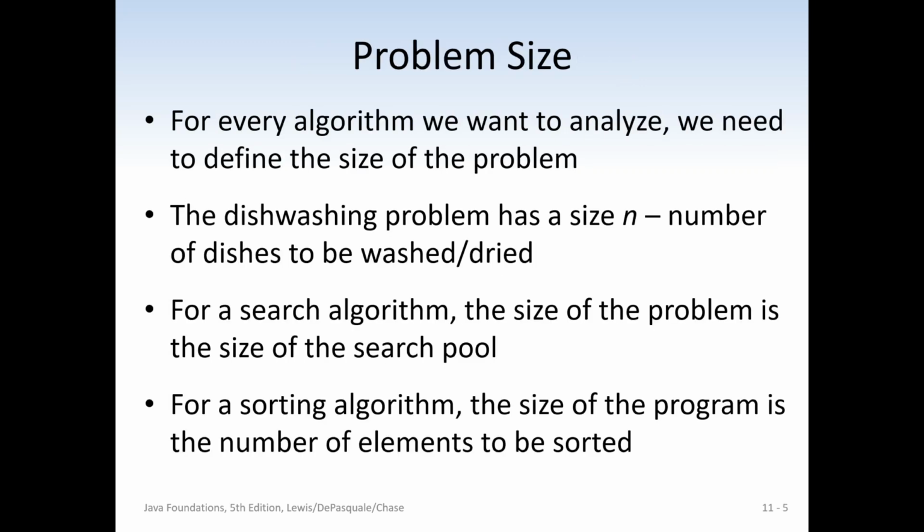All right, so for every algorithm that we want to analyze, we have to define the size of the problem. In our dishwashing problem, the size n was the number of dishes to be washed and dried. If you're doing a search problem, the size of the problem is the size of the search pool. So if you think about this, let's say you've got an array of n elements, and it's unsorted. It's easier to do unsorted, right?